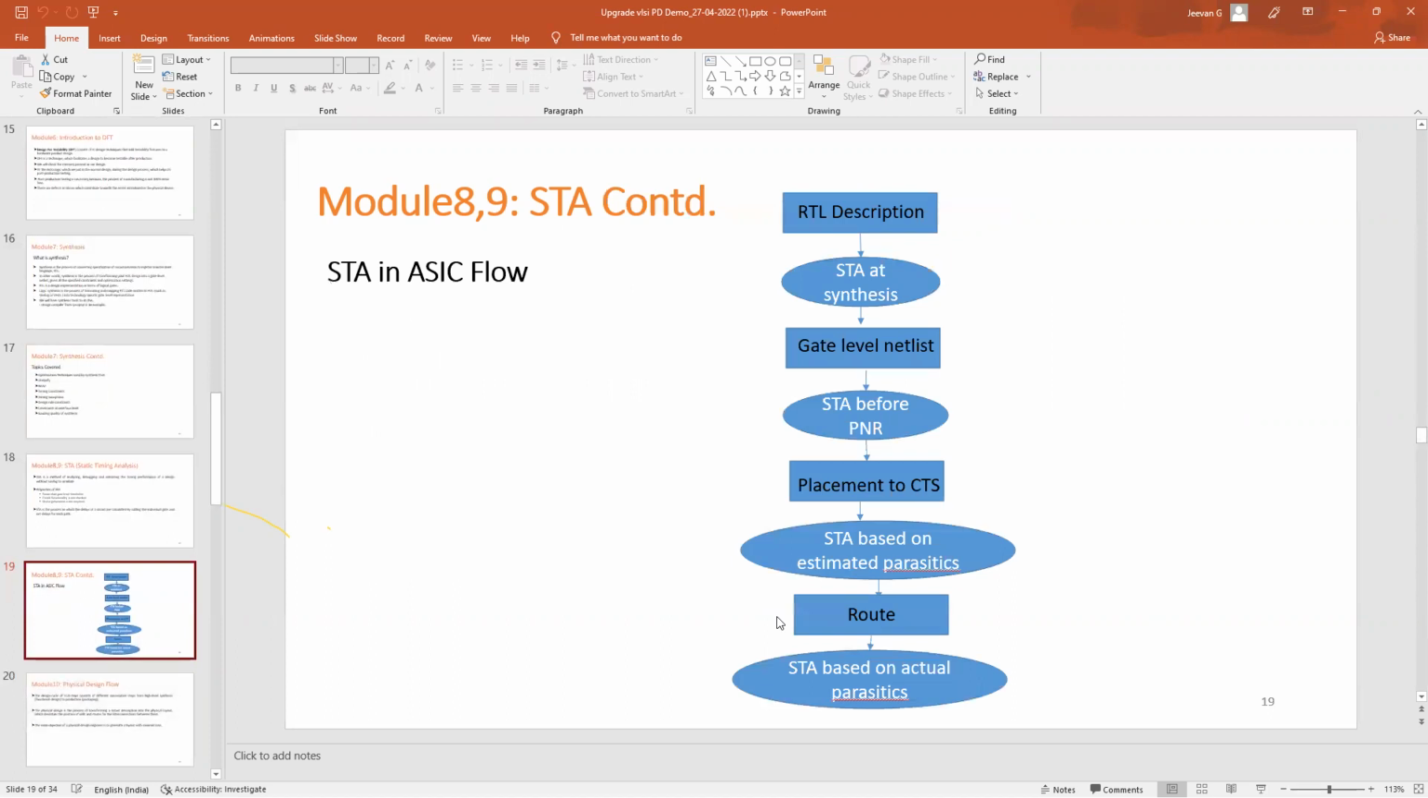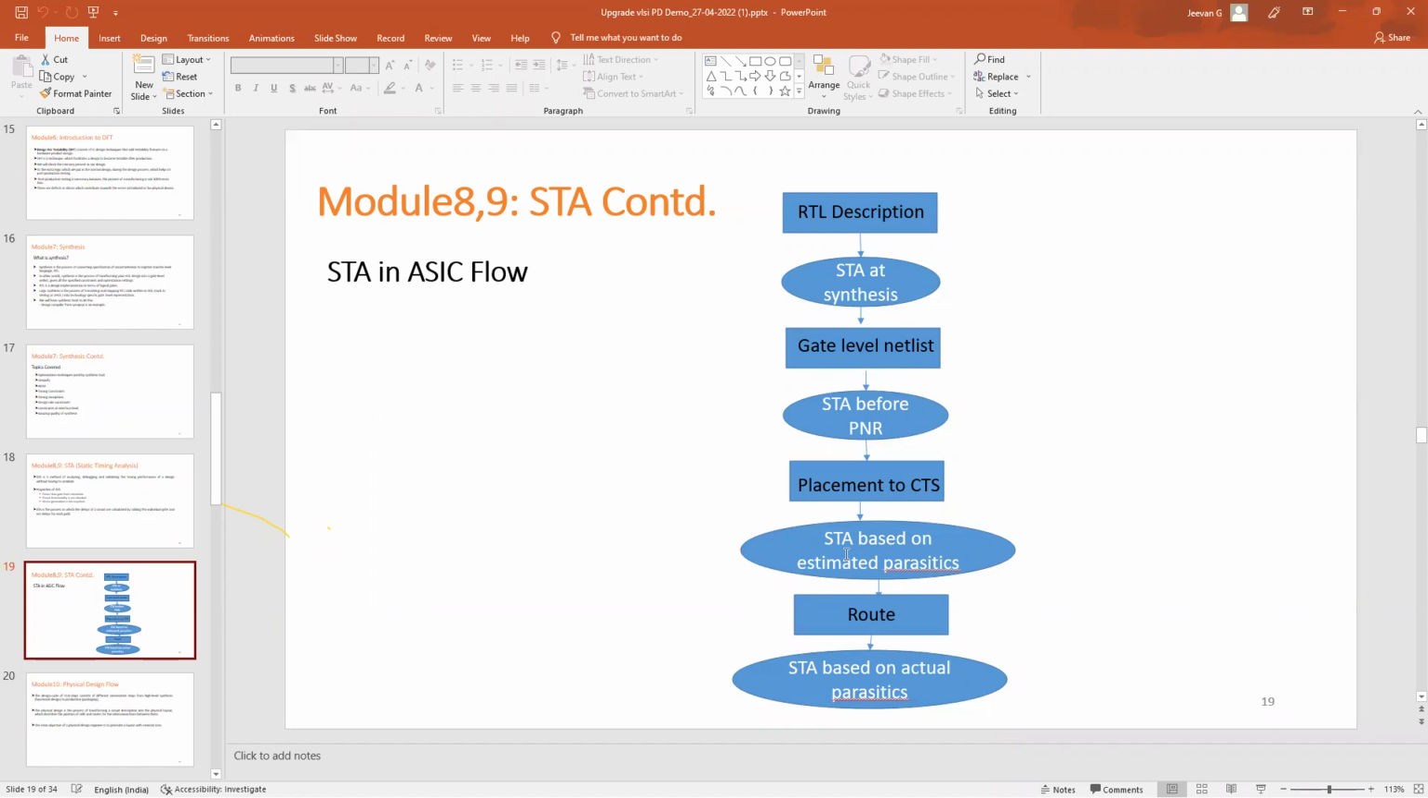As I said, converting RTL code into a gate level netlist is called synthesis, right? Before synthesis we are going to perform one STA operation, and after performing synthesis also, we are going to perform one STA operation. While doing the PD activities as well, we are going to perform STA operations. And after completion of the PD activities, we're going to perform the final STA operations.